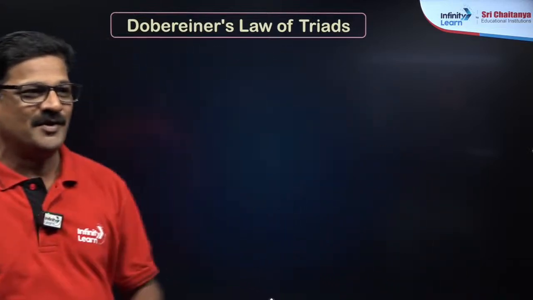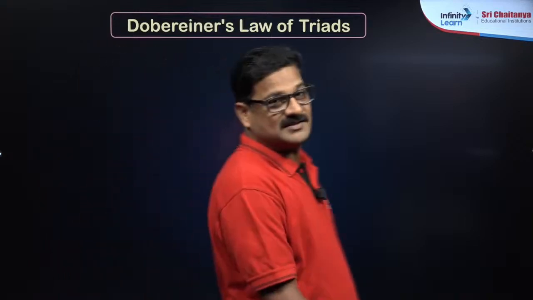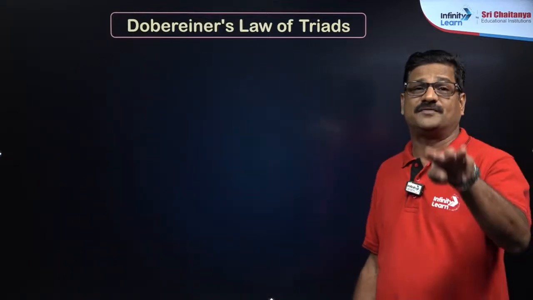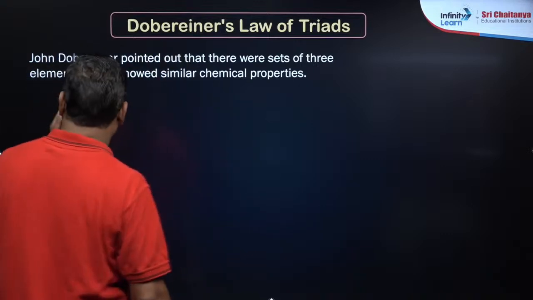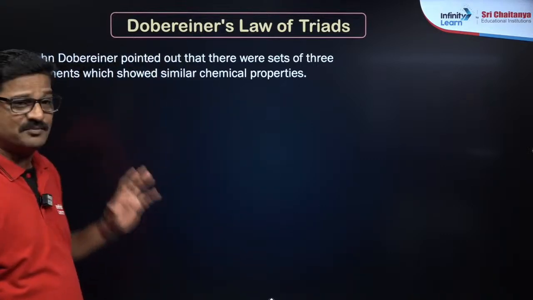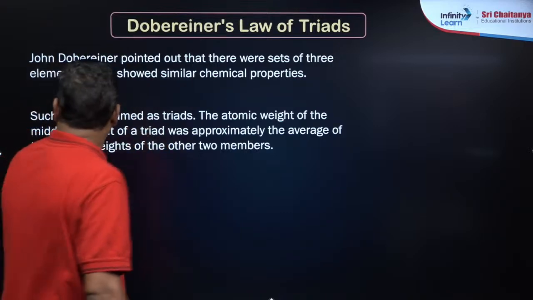Simran, hello, good afternoon. So, let's talk about Dobereiner triads. Triad means a group of 3 elements. Here, John Dobereiner pointed out that there were sets of 3 elements which show similar chemical properties. So, such a set of elements with similar chemical properties is said to be a triad.